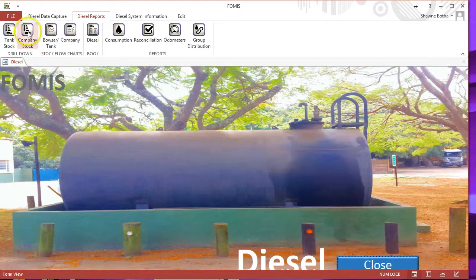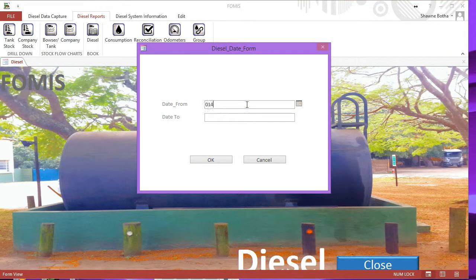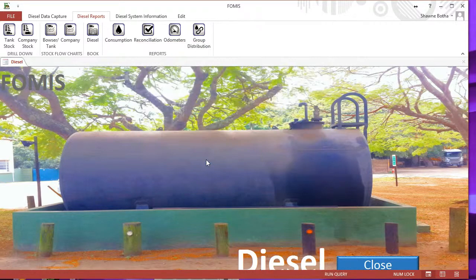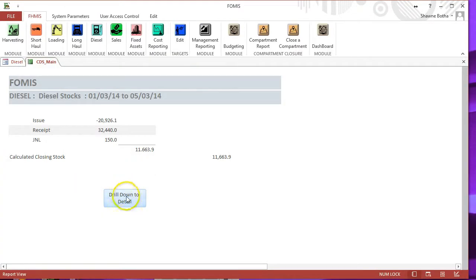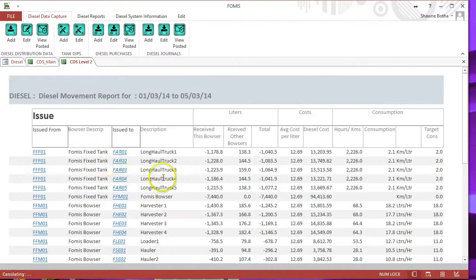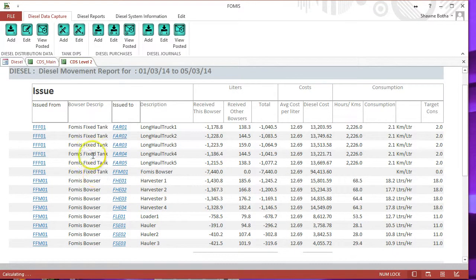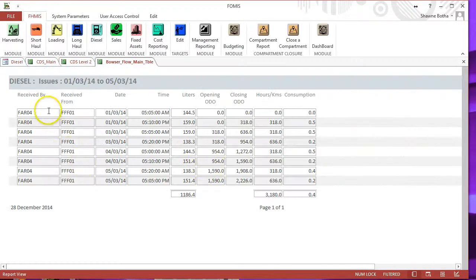The company stock is similar, but the top-end report will give you an overall stock figure, which would normally balance with the Pastel figure. And then after that, you can drill down to detail. So you can go through and have a look at all your information. You can have a look at what was issued to FAR 4 for the period that you run the report, and it gives you hours and kilometers. It even gives you a bit of a consumption report on that.